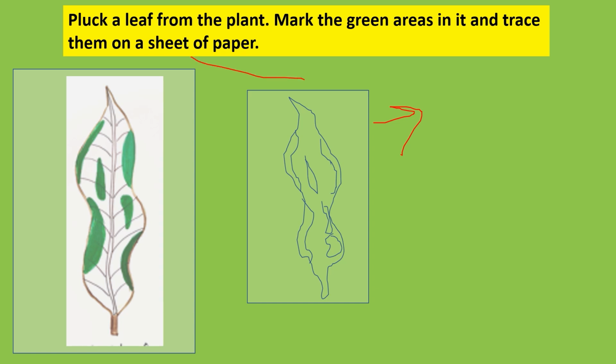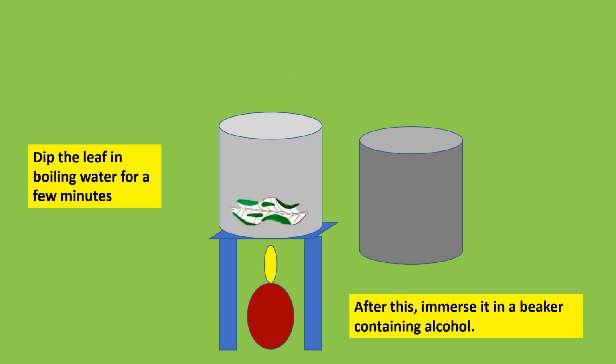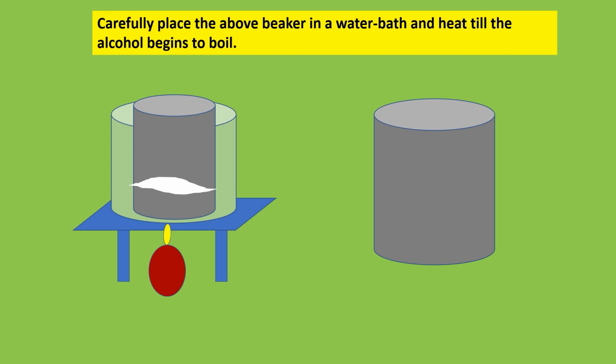This is the sheet of paper. Okay. Now what we have to do? Dip the leaf in boiling water for a few minutes. So the water is boiling, and after that we have to immerse it in a beaker containing alcohol. Carefully place the beaker in a water bath. This is the water bath. And heat till the alcohol begins to boil.